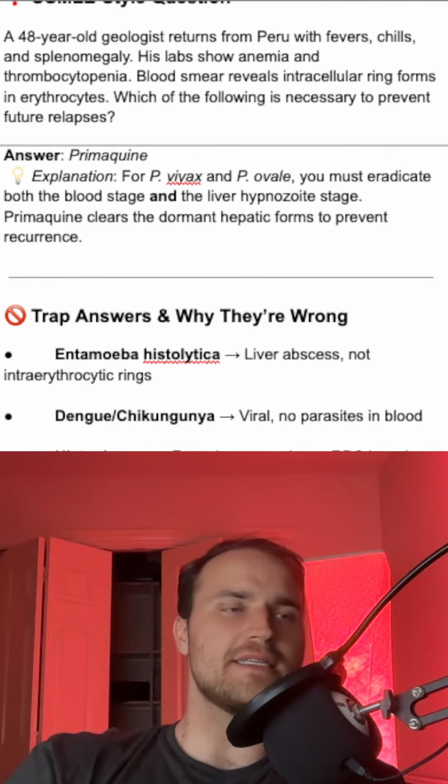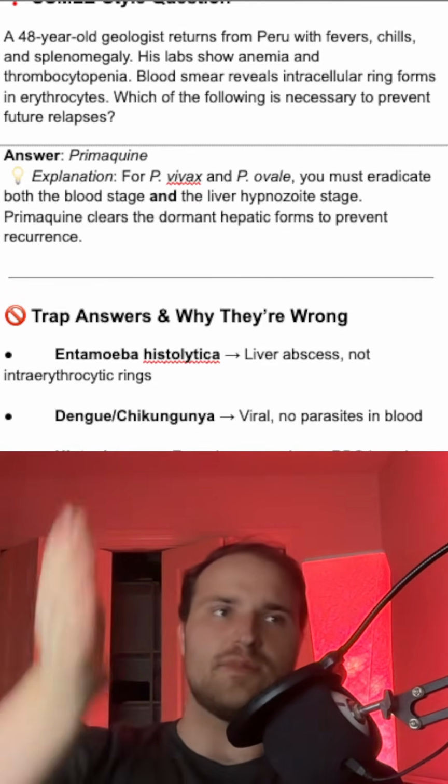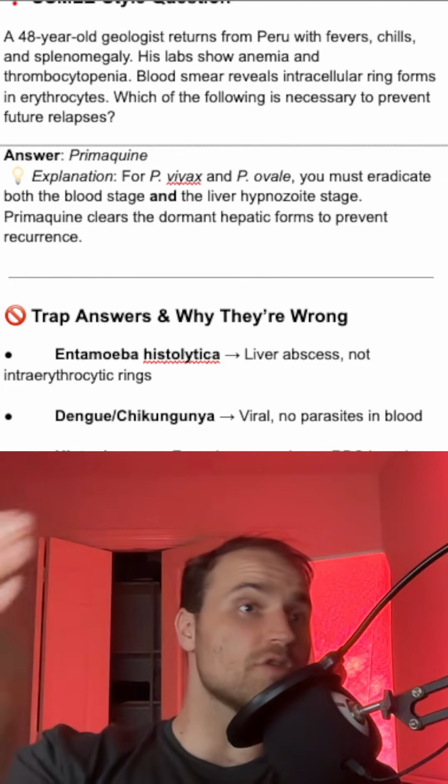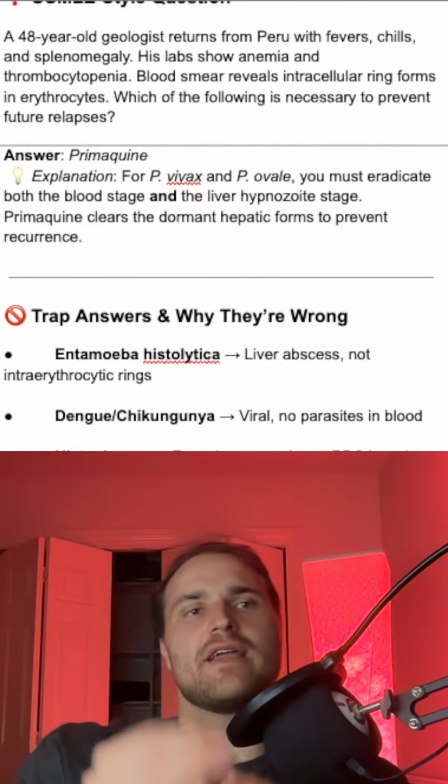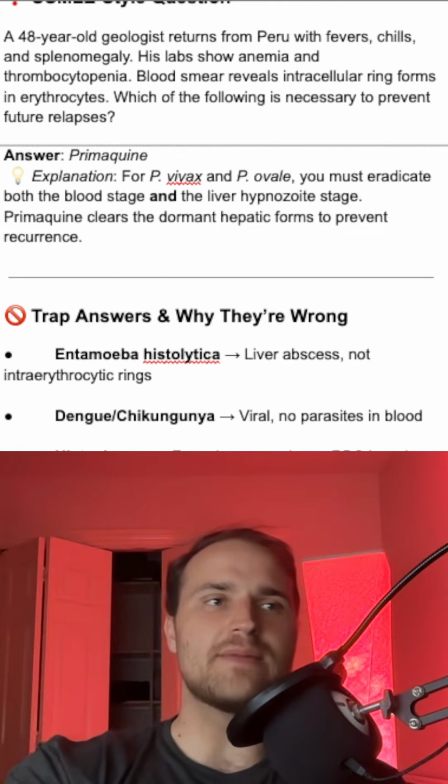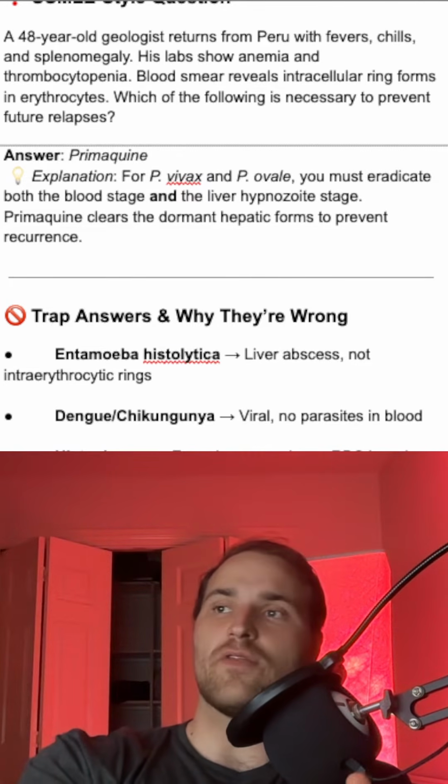So the hypnozoite is the dormant stage in P. vivax and P. ovale. Some sporozoites go dormant as hypnozoites in liver cells, and they can reactivate weeks or months later, and the relapse will happen unless you're treated with primaquine.